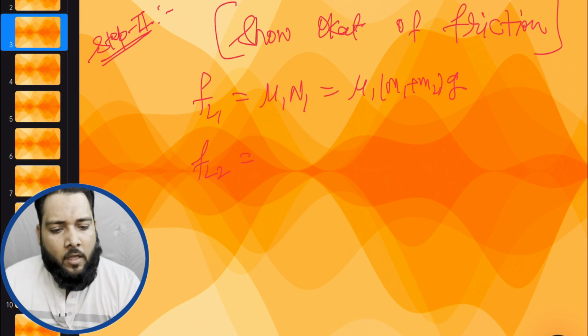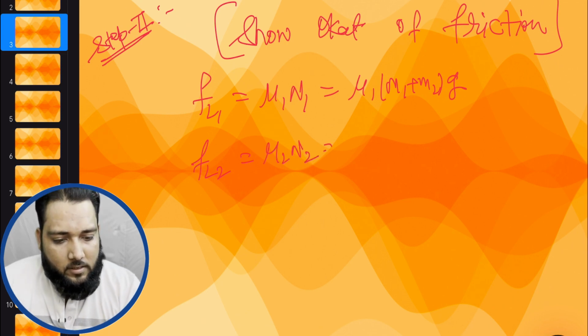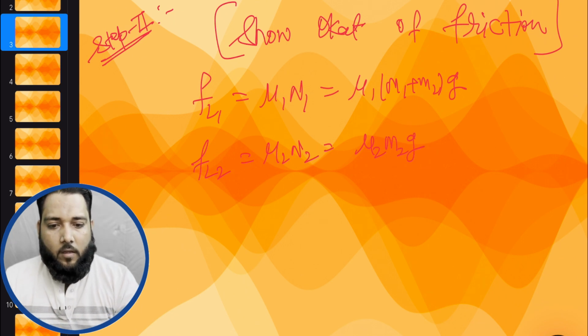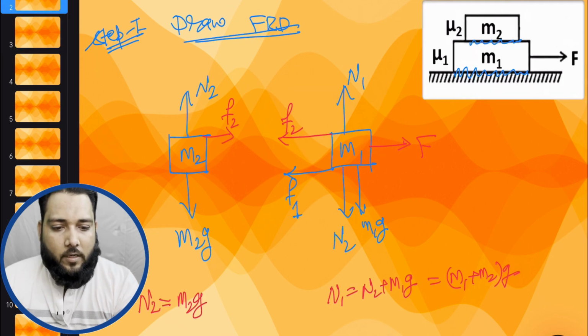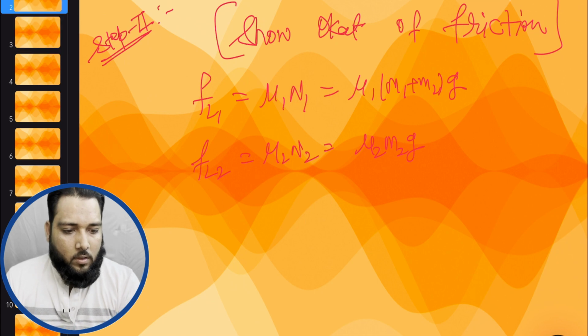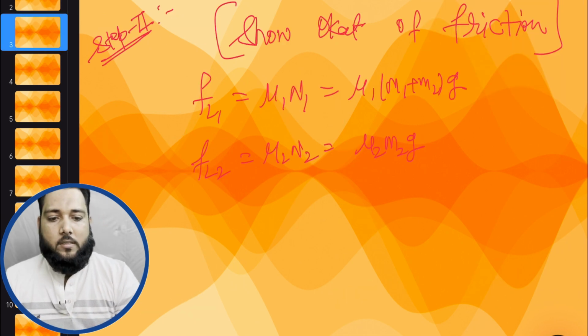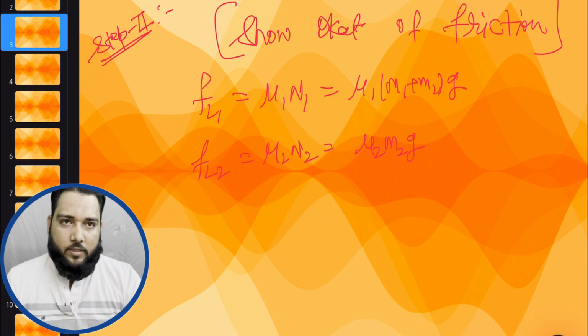Any confusion? So the limiting friction of surface 2 is mu2 into N2, that is mu2 into M2 g. Any confusion up to here, guys? I think this is the second step. Are you getting my point?